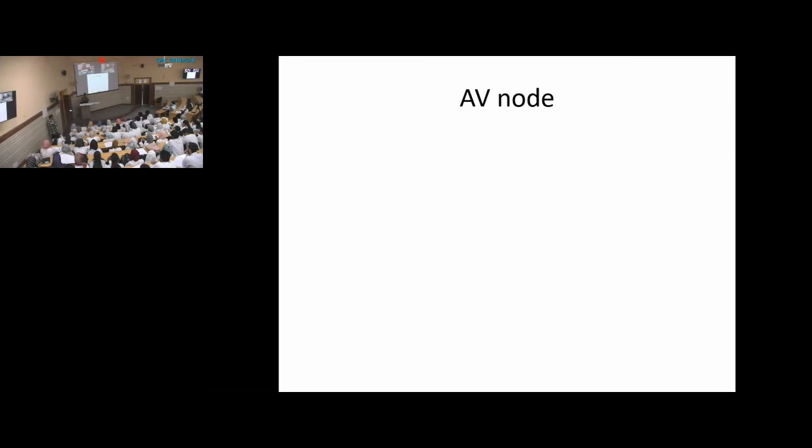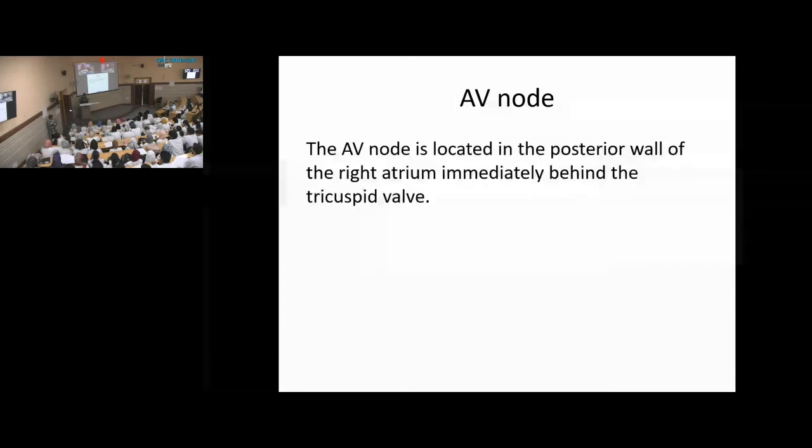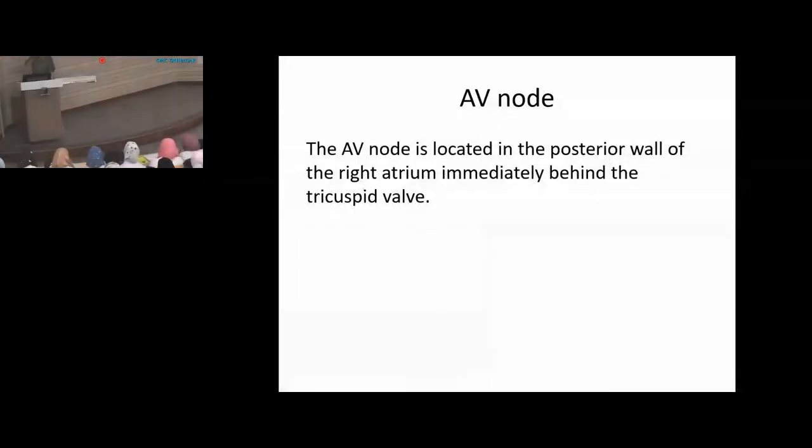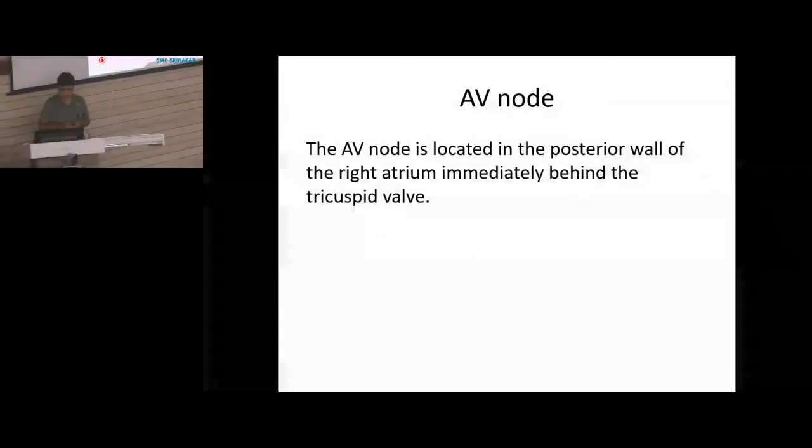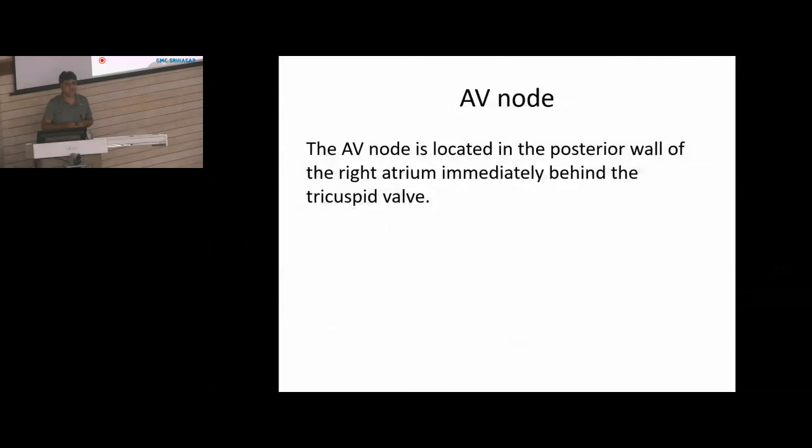Now what happens at the AV node? The AV node is located in the posterior wall of the right atrium, immediately behind the tricuspid valve. Again, the SA node lies in the right atrium, and the AV node also lies in the right atrium, but at the bottom of the interatrial septum near the tricuspid opening, immediately behind the tricuspid valve.